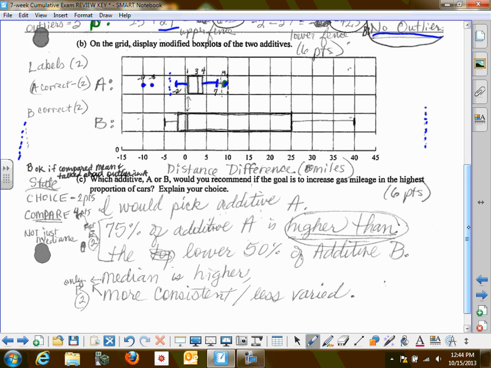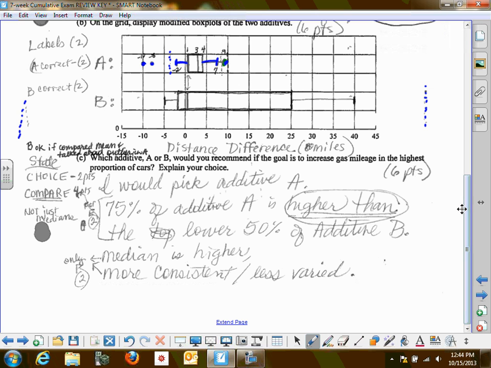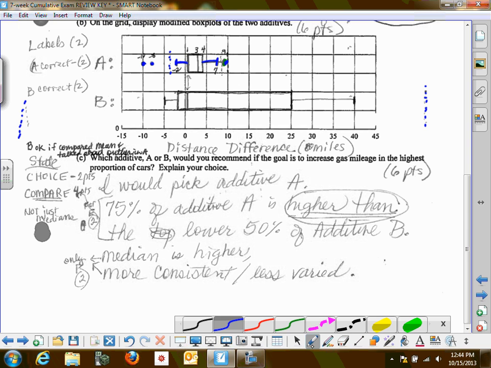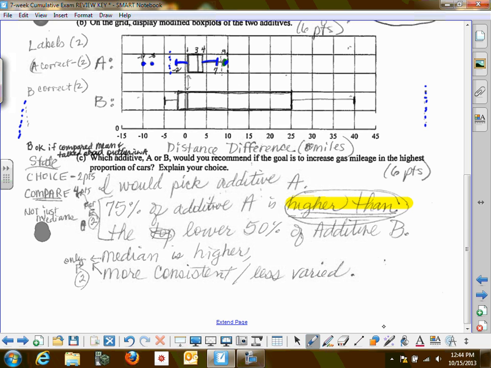Okay. Now, part C. You actually could choose either answer as the best additive if you supported it and used comparative language: higher than, more consistent, less varied. So did you make a choice and use comparative data that supported your choice? I said that this upper 75% is greater than this bottom 25%.